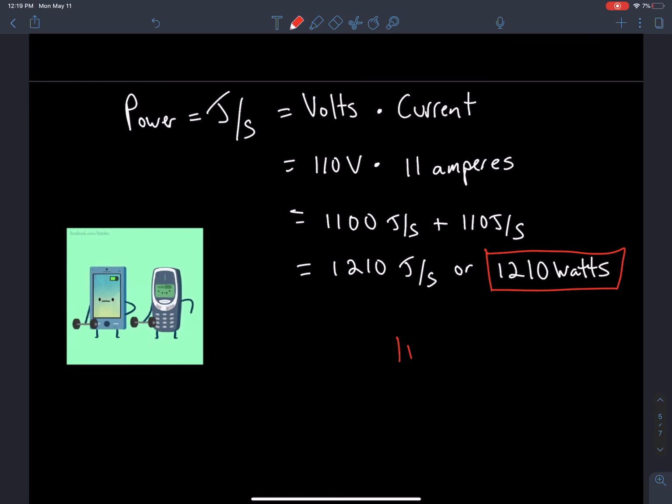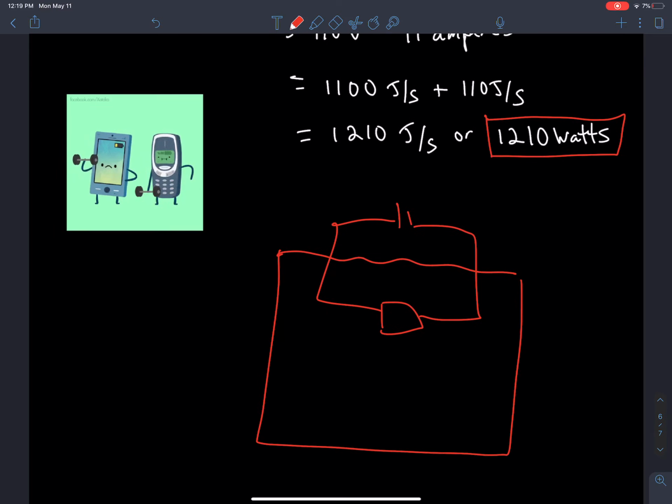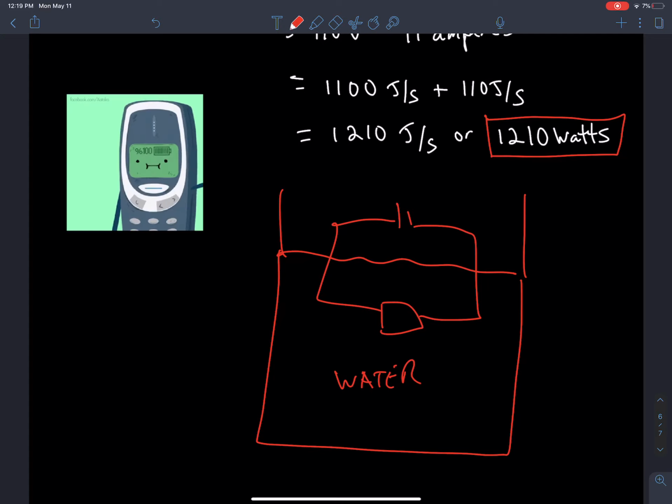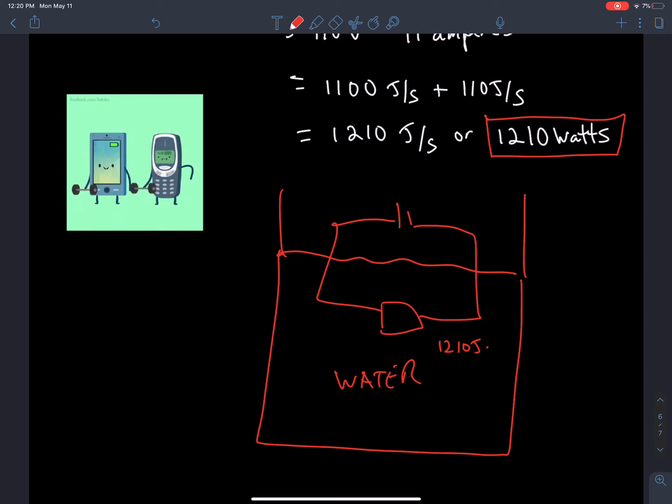So if I have that circuit inside of a cup of water, now you'd never do that because you can get electrocuted, but if that's water, and I'm heating up that water, that water is going to receive 1,210 joules of heat, I'm saying Q, per second. And then I'd be able to use mc delta T to calculate the change in temperature of the water. And that's how we would use a resistor in a heating circuit.